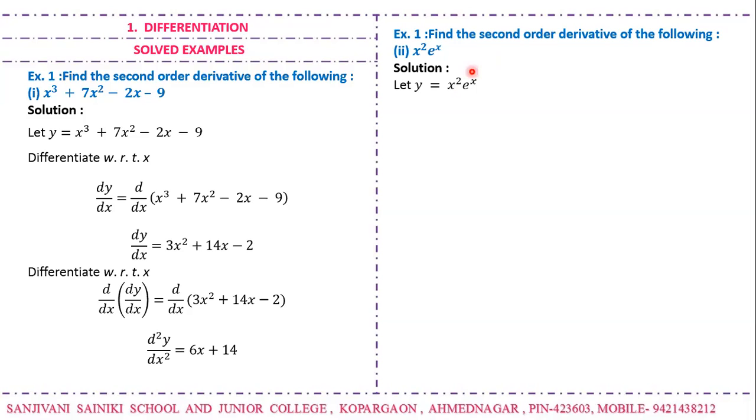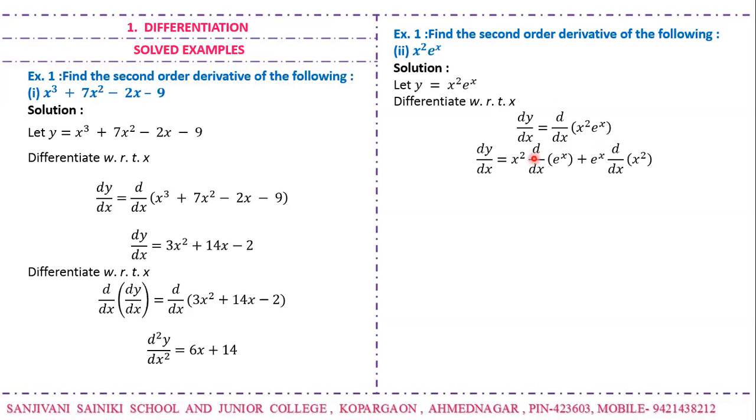Now for the function x square e raised to x, let y is equal to x square e raised to x. Differentiate with respect to x. Then we obtain dy by dx is equal to d by dx of x square e raised to x. Now dy by dx is equal to x square into d by dx of e raised to x plus e raised to x into d by dx of x square. This is the product rule. As there is a product of two functions, we have to use the product rule.